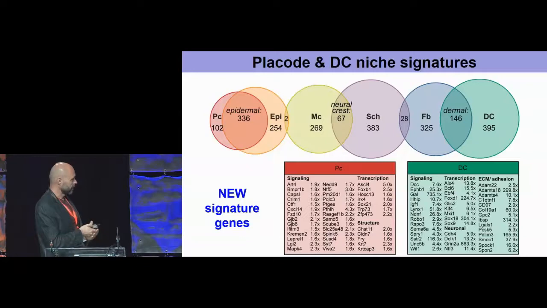But then the real strength is that we now have many new signature genes, including many members of signaling pathways and many transcription factors, both in the placoids and in the dermal condensates, suggesting that these genes may play a role in the signaling interaction and in setting up the fate of these cells. All these genes are up for grabs, and hopefully this will spark a lot of future studies to tease out the function of placoid progenitors and the niche.